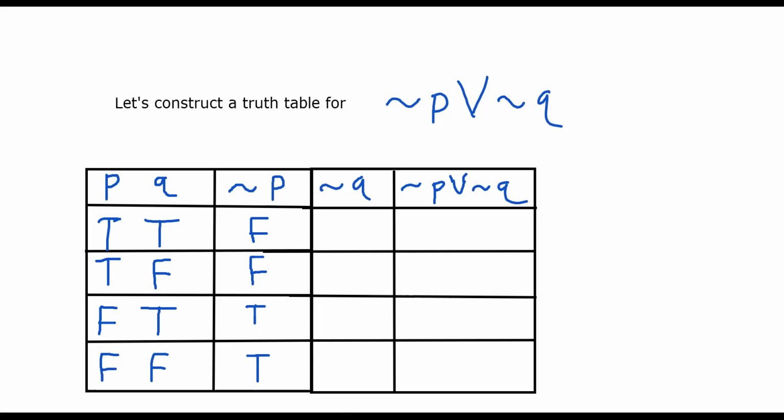Now I need to fill out the not Q column. So I need to take the Q column that we started with and take the opposite. Q is true, so not Q is false. Here Q is false, so not Q is true. Here Q is true, so not Q is false. Here Q is false, so not Q is true.